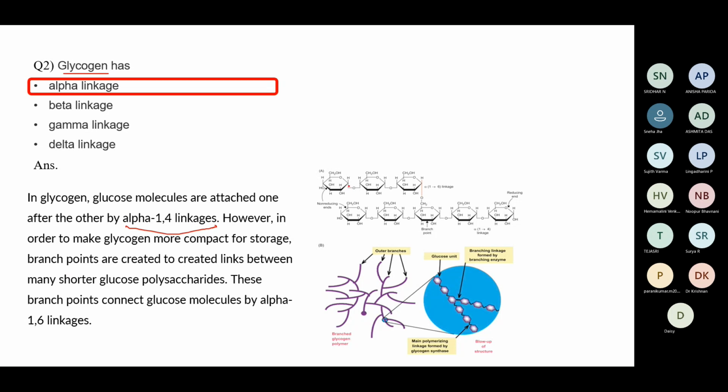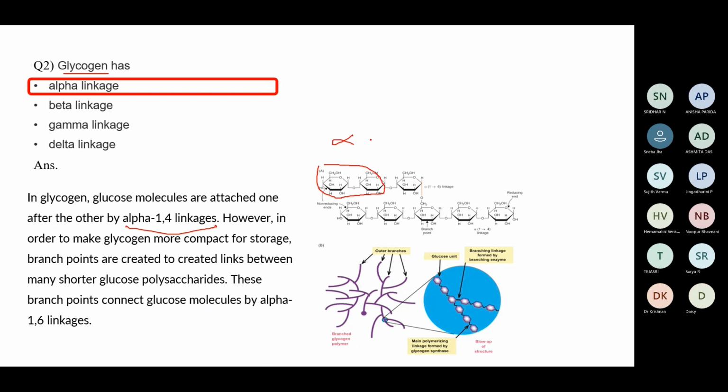Alpha linkage means all the hydroxyl groups present in carbon 1 and the OH group present in the neighboring carbon atom, or carbon atom number 6, should be below the plane. So in this case, the glucose molecules are connected to each other through the alpha 1,4 linkage, and at the joining of the branch points, the linkage is alpha 1,6 linkage.